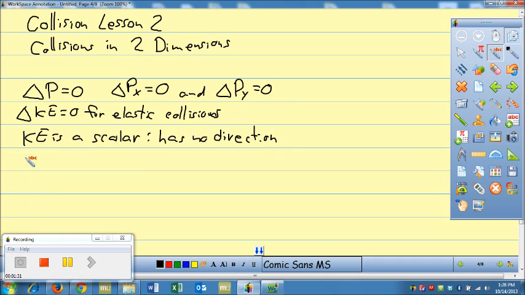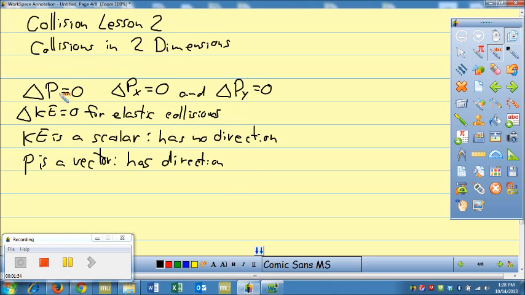Momentum is a vector. So it has direction. In other words, it can be expressed in x components and y components, or it can be expressed in magnitude and direction, like angle, like theta. So that's going to play a big role in how we do these problems.